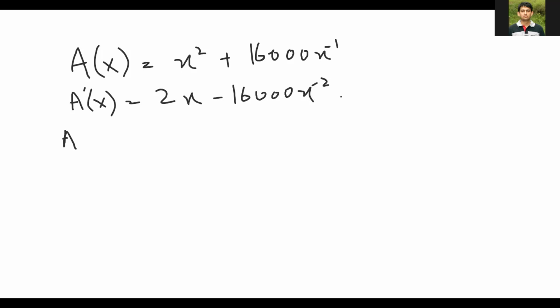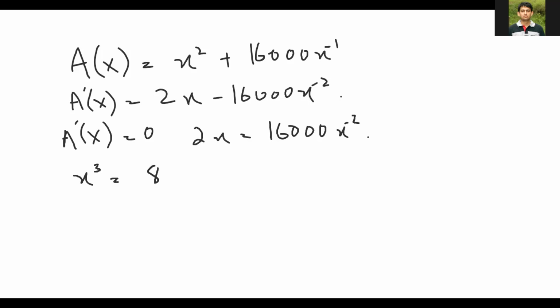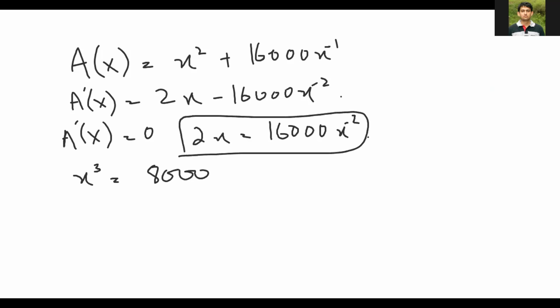I'll put A prime of x as 0, and what I get is 2x is equal to 16,000 x to the power of minus 2, right? And then I further solve this to calculate the value of x. I'll get x cube is equal to 8,000. I just simplified this equation. If you have any problem, just let me know. When I take its cube root, x is going to be 20.